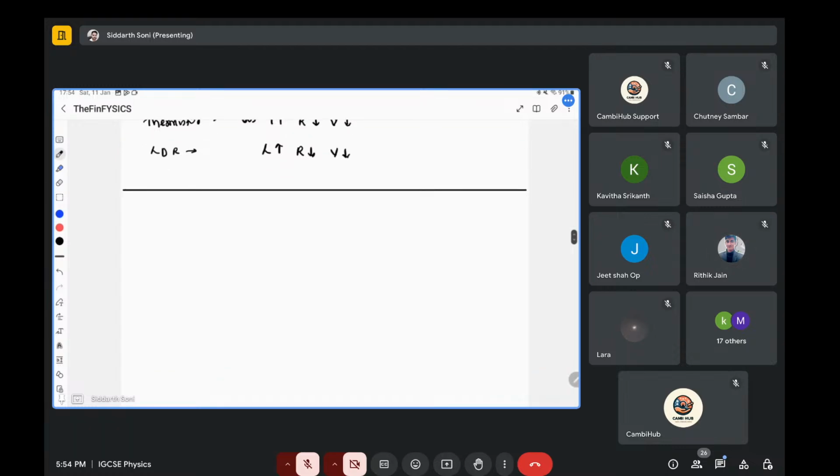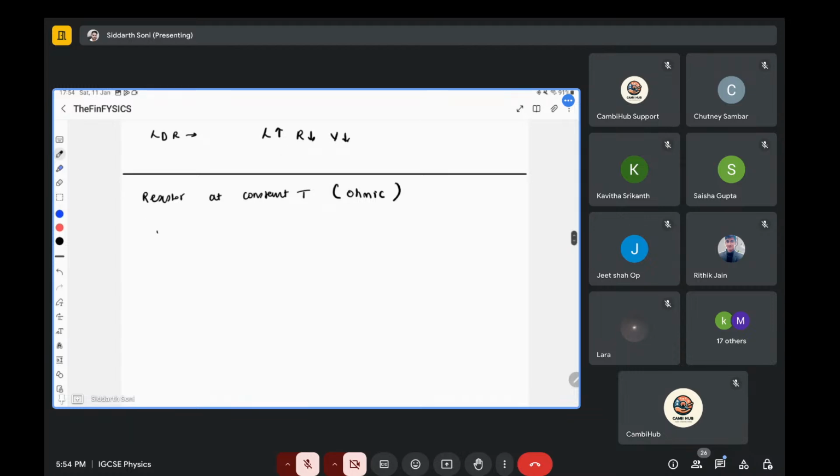So, chalo, let's do it for a simple wire or a resistor at constant temperature and fixed dimensions. What I am talking about is basically a resistor which obeys Ohm's law. I will draw two graphs for y'all because in your course, either of them comes.